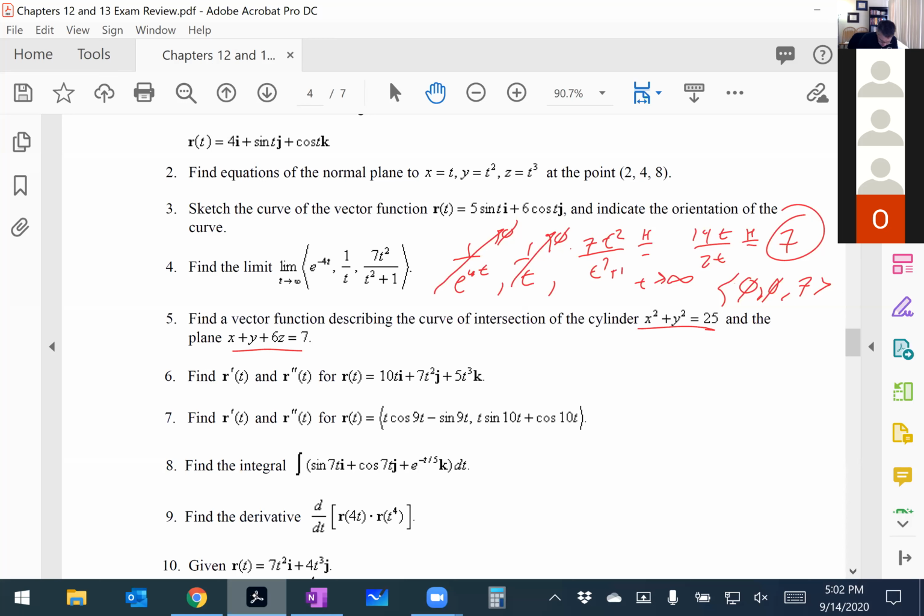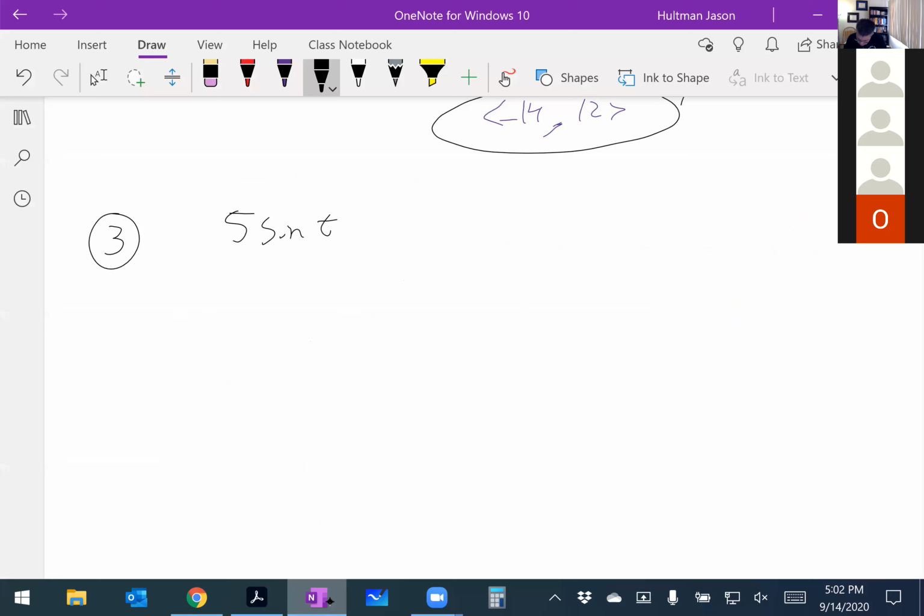So you're like, that doesn't look right. Why doesn't that look right? Because if you're thinking of a unit circle, what should go first? The x should go first with the cosine, and the y should go second with the sine. But that's kind of reversed here. So for number 3, r of t is 5 sine of t I plus 6 cosine t j. This is my x value, and this is my y value.